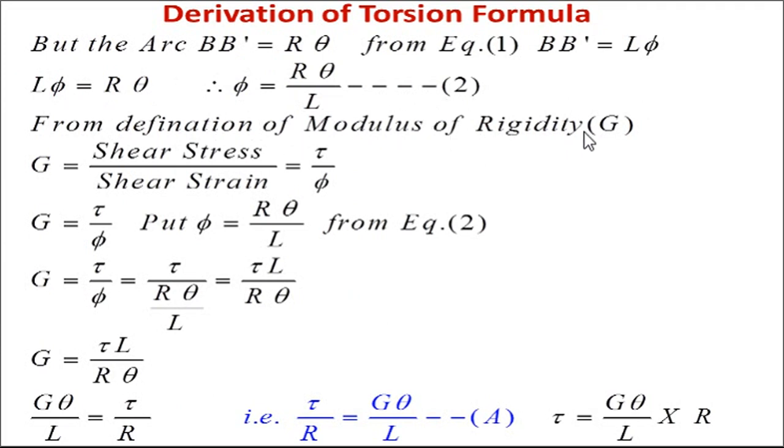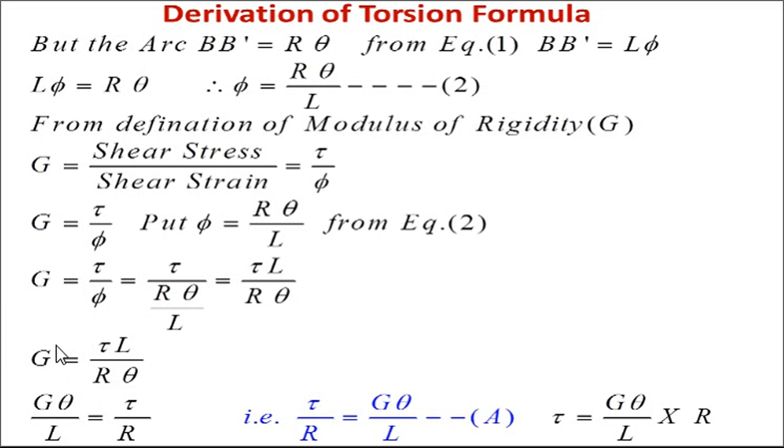From the definition of modulus of rigidity, we know that modulus of rigidity G is equal to shear stress upon shear strain. Shear stress upon shear strain means tau by phi. So G is equal to tau by phi. Now instead of phi, you can use equation 2, that is R theta upon L. Since phi is in the denominator, I am using this expression R theta by L, and L moves up. Then G becomes tau L upon R theta.